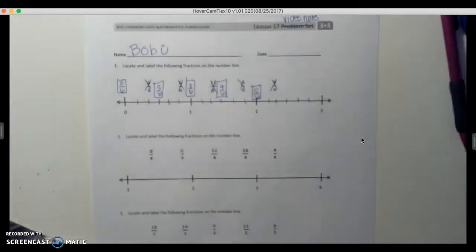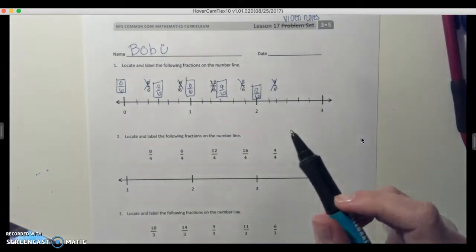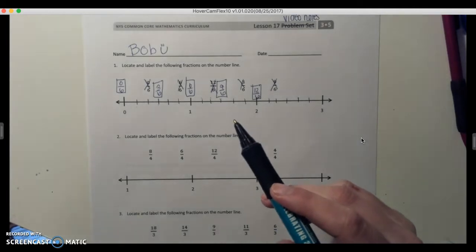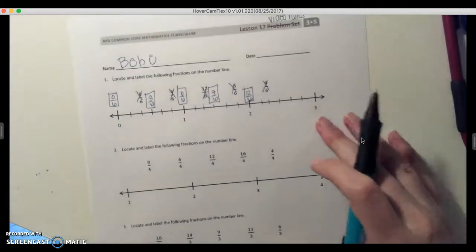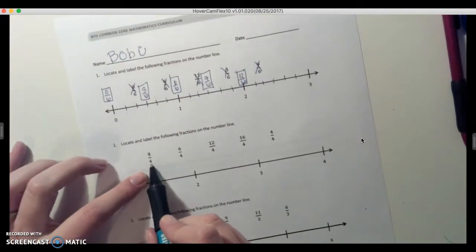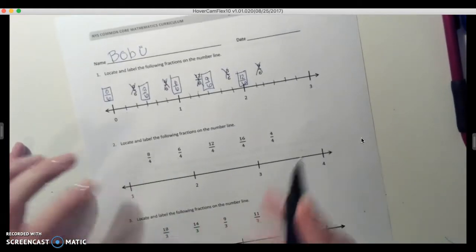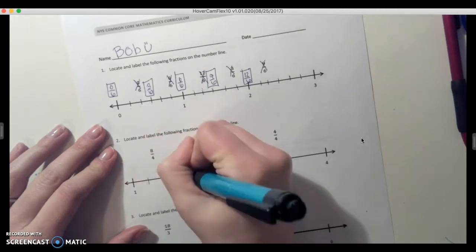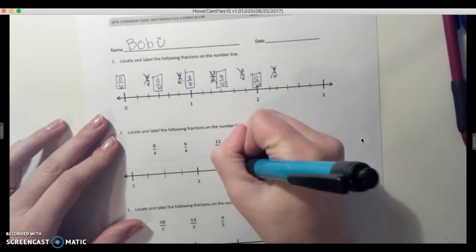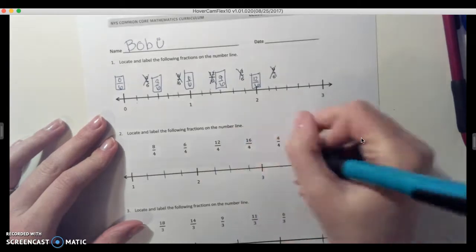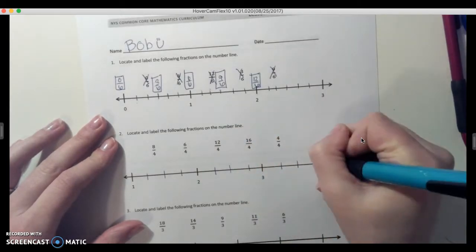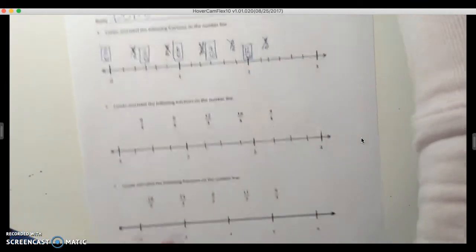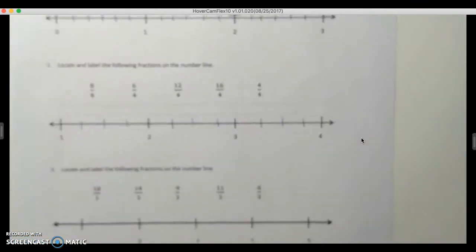All right. Now we'll move on to number 2. Locate and label the following fractions. It wants us to do that again. So it looks like we're going to be splitting them into fourths, and I know that because of the denominator. And there's my fourth. Okay, so now all my wholes are split into fourths. Zoom that in for you so you can see a little bit better.